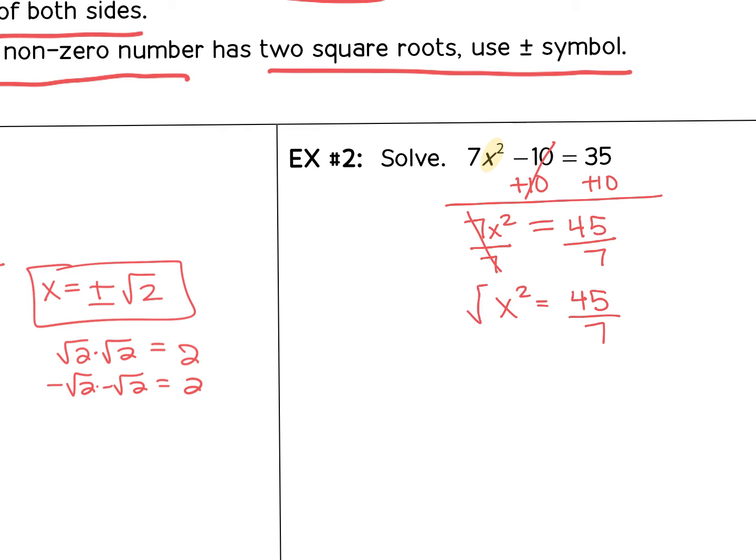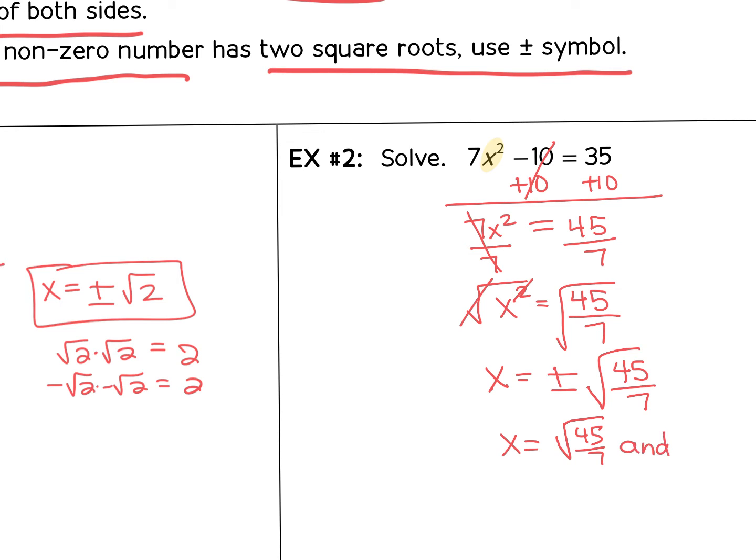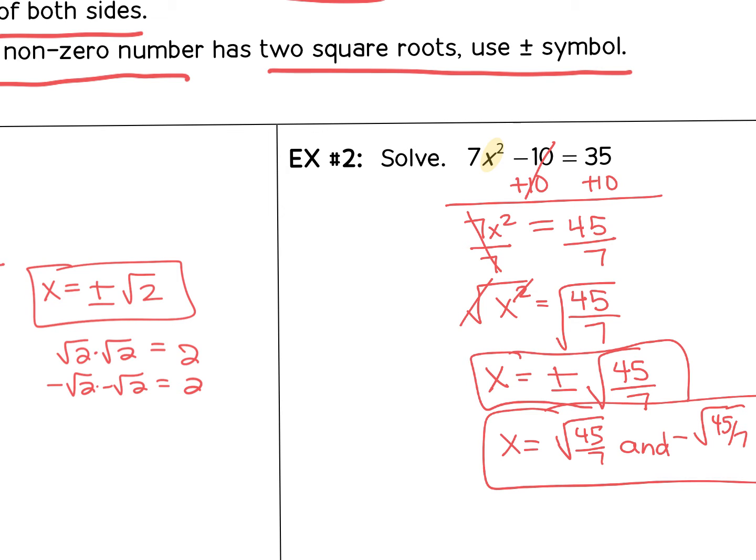And then to remove the square on the left side, I'm going to square root both sides. That gives me x equals plus or minus the square root of 45/7. So another way to write that is to say the positive square root of 45/7 and the negative square root of 45/7, or the opposite of the square root of 45/7. So you can write that either way there. This would be one way to write it, and down below, if I separate the solutions as a positive and a negative solution, that's how you would write it.